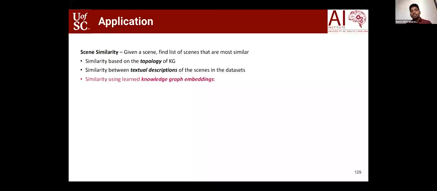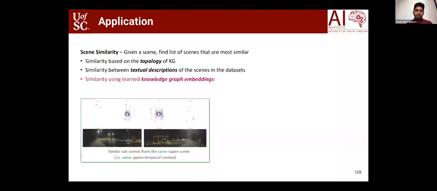And about the textual descriptions, if I take nuScenes, for example, it has descriptions, but they are just 5-6 words long. So that is not enough to generate a word embedding model. So what we did was, since now we have a rich knowledge graph embedding space, we use the embedding space to compute scene similarity. So the first use case we have chosen was to try to find subscenes from the same super scene.